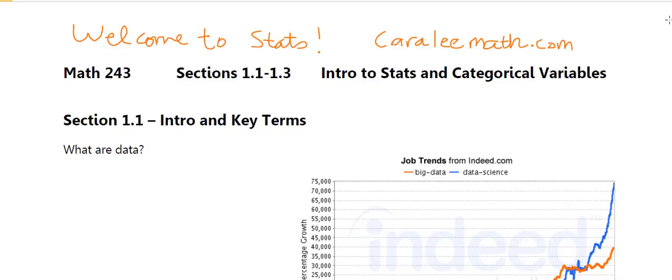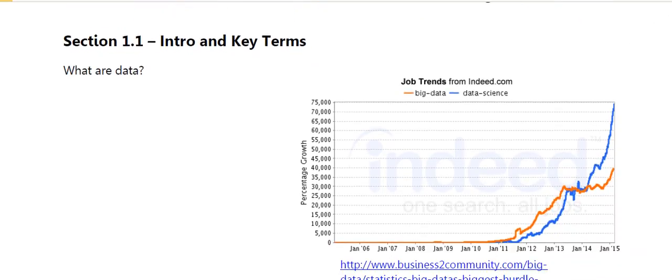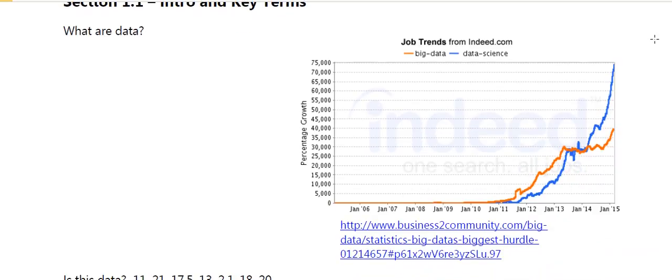Before we get started, I want to just scroll down and show you this graph. If you've never thought about having a job in statistics, this might change your mind. Look at the job growth from January 2011. This only goes up through 15, so 2 years ago. And the blue line is for data science. The orange line is for big data. And you can see the practically exponential growth of these jobs. My hope is that you will love statistics so much that you might want to look into this.